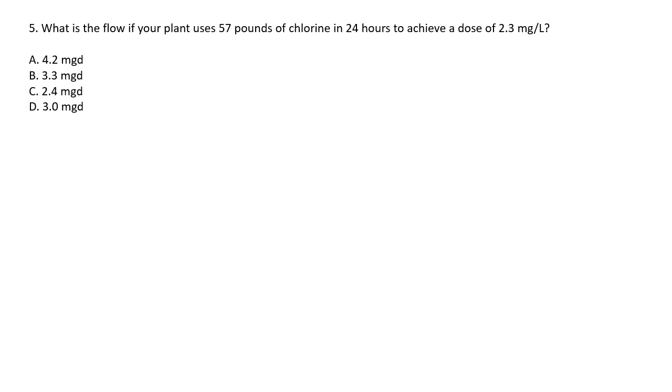Question number 5. What is the flow if your plant uses 57 pounds of chlorine in 24 hours to achieve a dose of 2.3 milligrams per liter? A. 4.2 million gallons a day, B. 3.3 million gallons a day, C. 2.4 million gallons a day, or D. 3.0 million gallons a day.